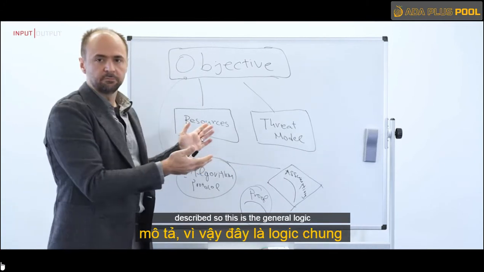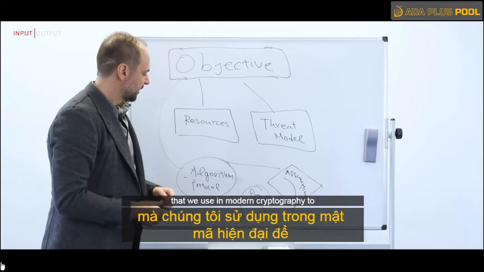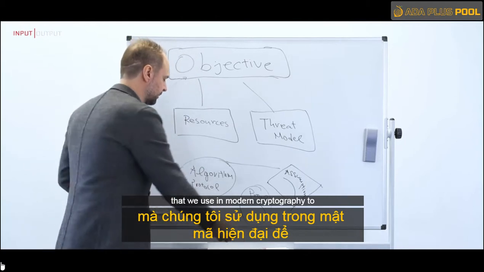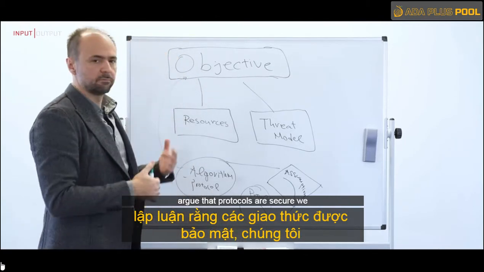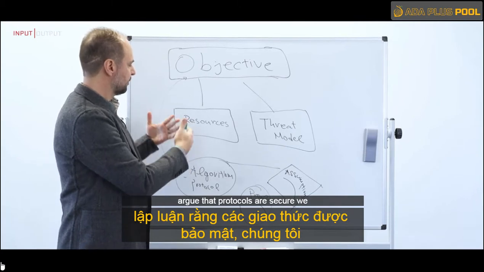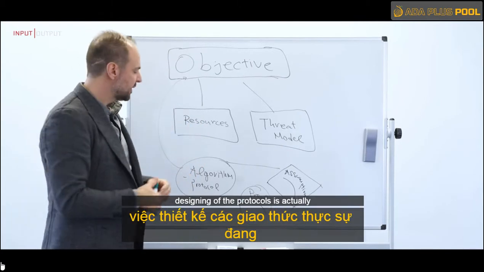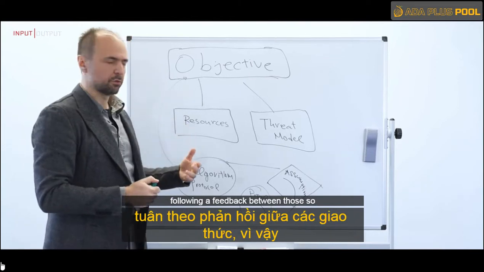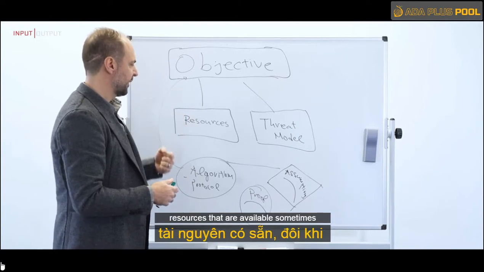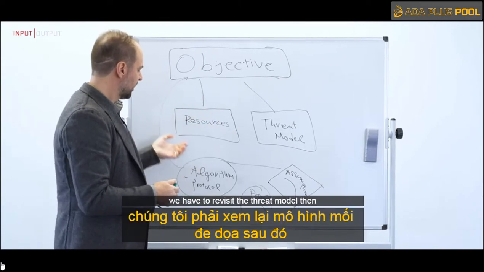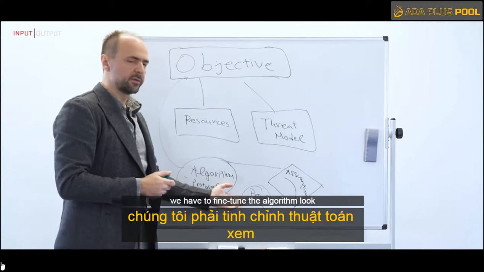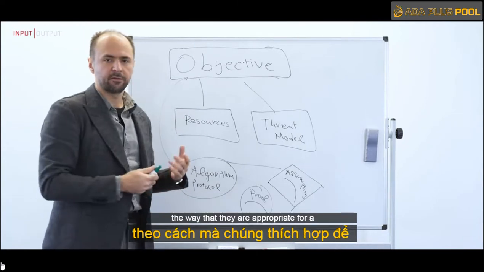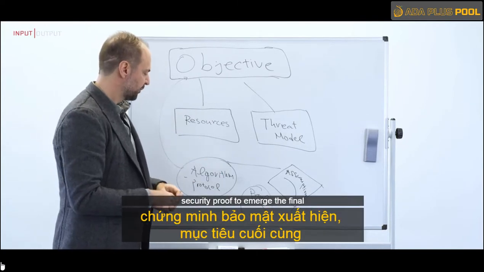So this is the general logic that we use in modern cryptography to argue that protocols are secure. We design them following this logic. And designing of the protocols is actually following a feedback between those. So sometimes we have to revisit the resources that are available, sometimes we have to revisit the threat model, then we have to fine-tune the algorithm, look at the proof, and then again. Because frequently things won't be exactly in the way that they are appropriate for a security proof to emerge.